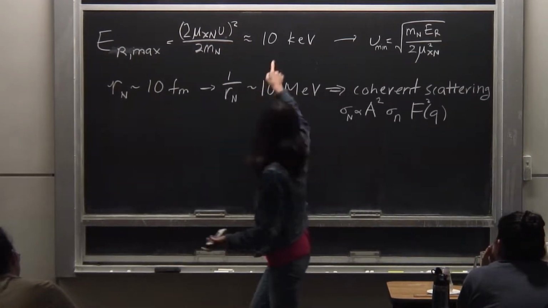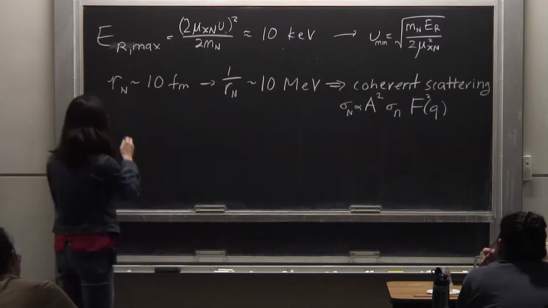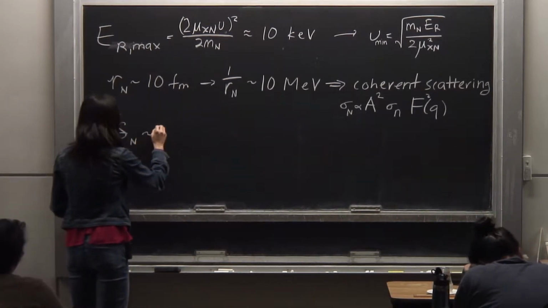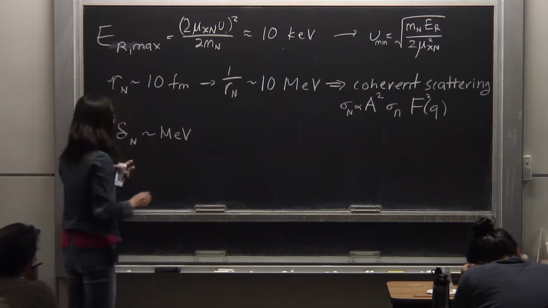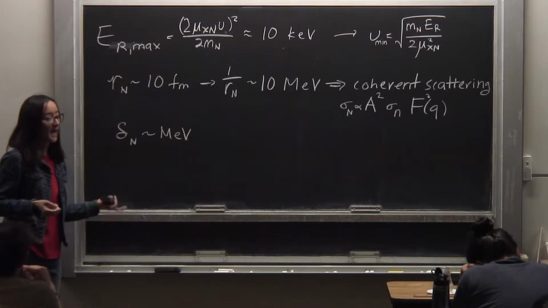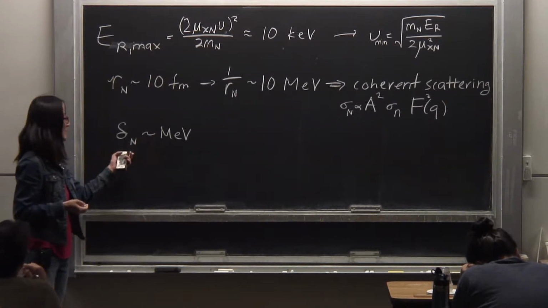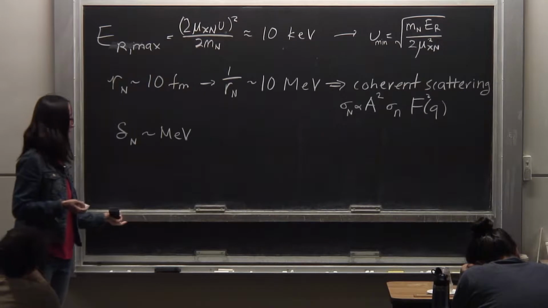We can also compare the recoil energy with typical splittings in a nucleus. So that will be on the order of MeV. So we know we don't really have enough energy to excite one of the states of this nucleus. We're probably just going to recoil off the nucleus.